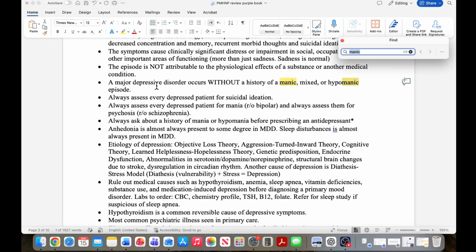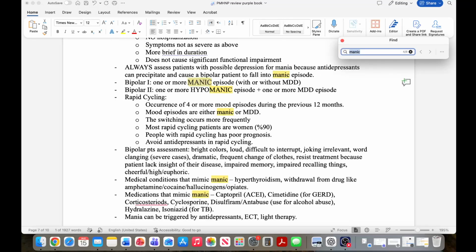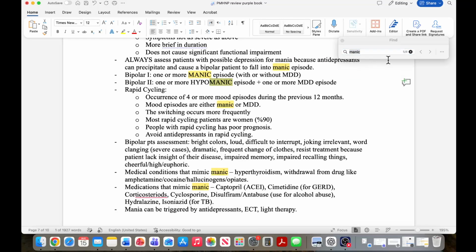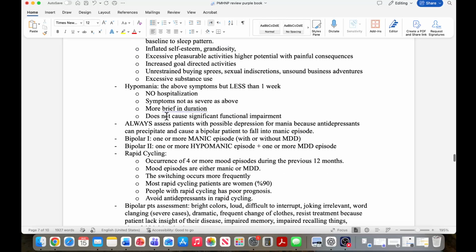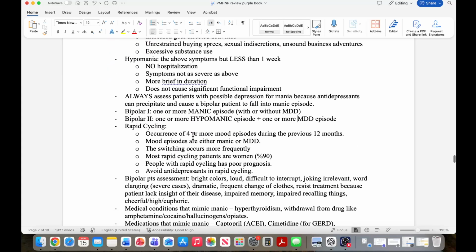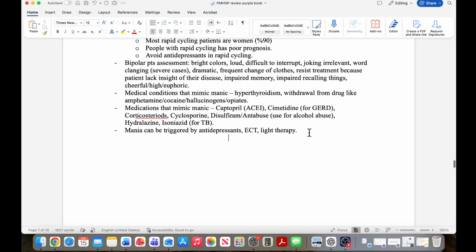Right, so if you want to diagnose someone with MDD, they cannot have manic or hypomanic episodes, none of that. Because if they do, that means they're not major depressive disorder. They have to fall under bipolar disorder, okay? And bipolar patients are not treated with antidepressants. They are treated with mood stabilizers, okay?